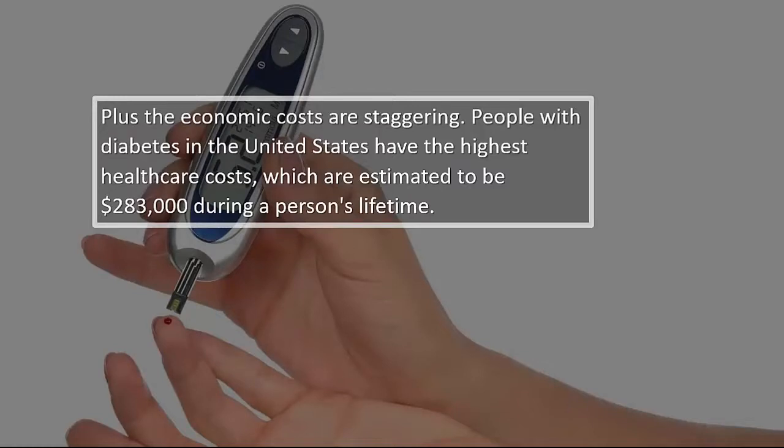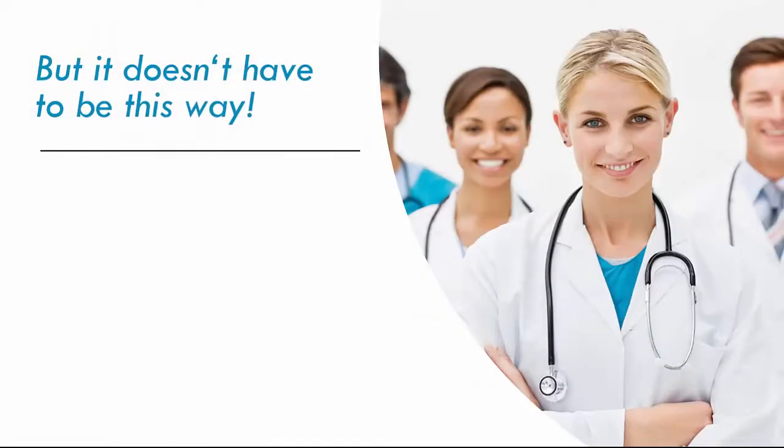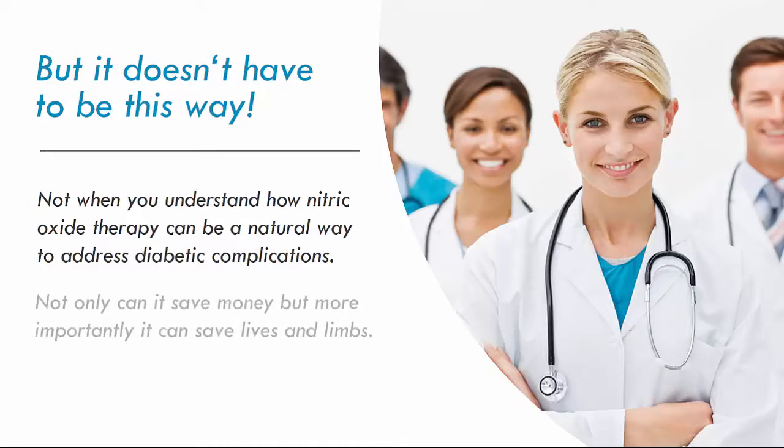People with diabetes in the United States have the highest healthcare costs, which are estimated to be $283,000 during a person's lifetime. But this isn't just a U.S. problem. 2/3 of all new cases of diabetes are now in low and middle income countries like China, India, and Mexico. But it doesn't have to be this way, not when you understand how nitric oxide therapy can be a natural way to address diabetic complications. Not only can it save money, but more importantly, it can save lives and limbs.